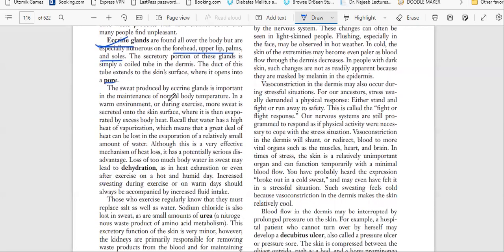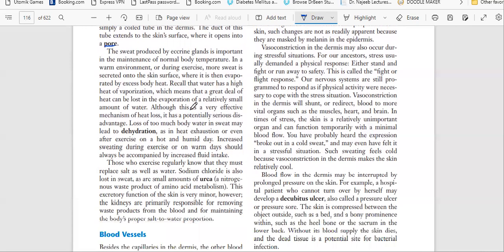The sweat produced by eccrine glands is important to maintain normal body temperature. In a warm environment or during exercise, more sweat is secreted onto the skin surface. Whenever we are in a warm environment or exercise, we get more sweat because of evaporating excess heat from the body.